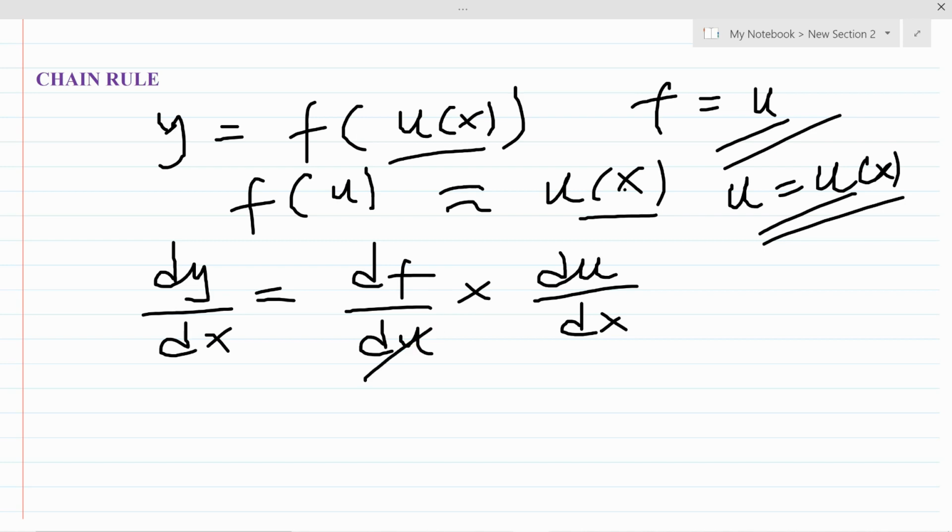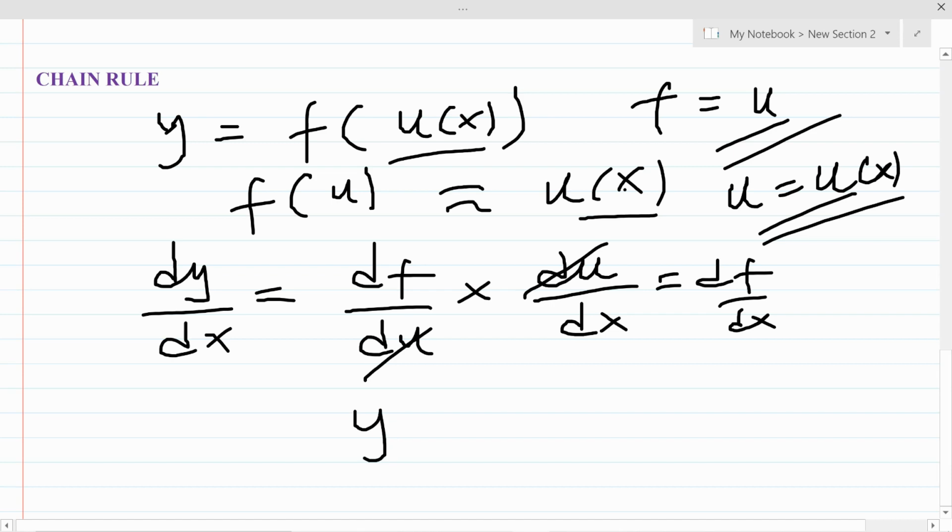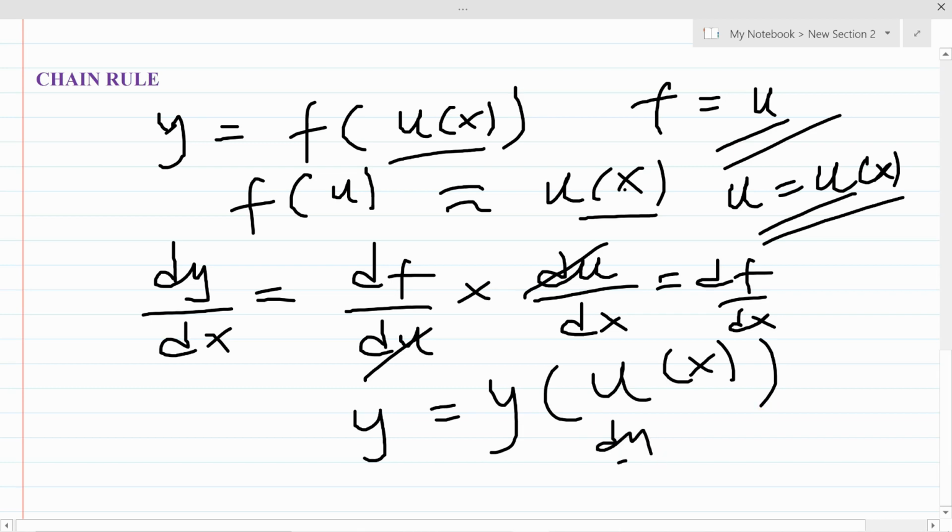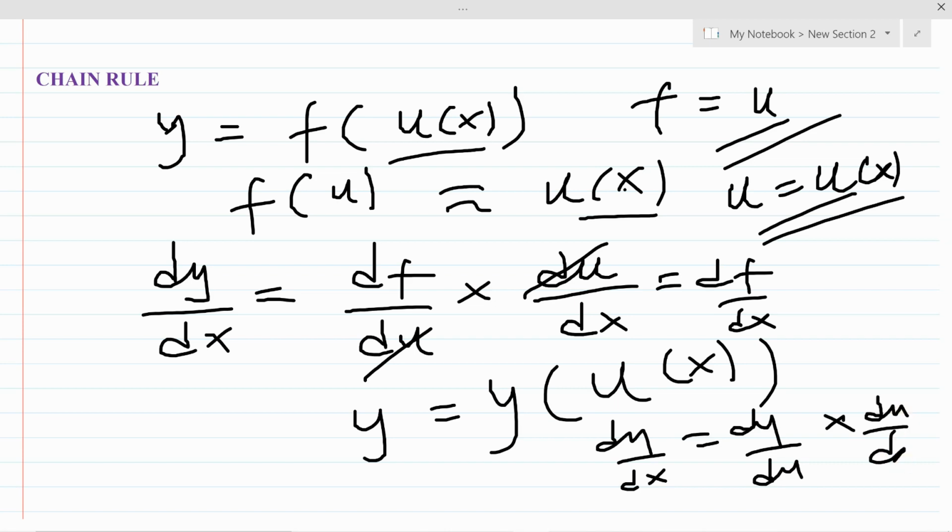This means that du can cancel du and we'll get df dx, which is equal to dy dx. So this way I have y as a function of u of x, then my dy dx is equal to dy du times du dx. Alright, so that is it for the definition. Now let's look at a typical example and we'll do some more in other videos.